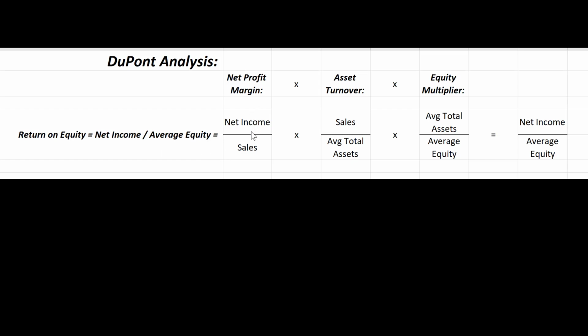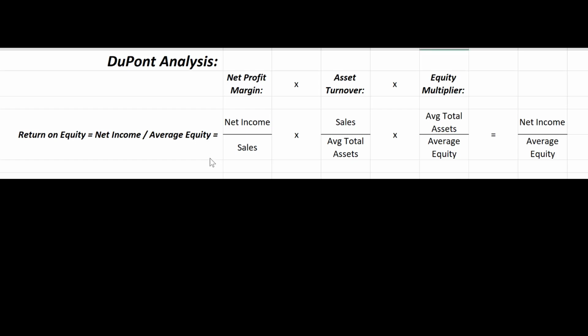Net profit margin is net income divided by sales, and this tells us how effective a company is at converting its revenue into profit. When they multiply that by asset turnover, this tells how effective a company is at using its assets to generate sales. And then multiply by equity multiplier, and this talks about the leverage that a company is using.